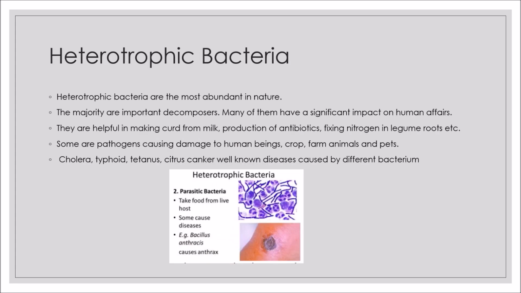Next is heterotrophic bacteria. Heterotrophs are abundant in nature. Most of the bacteria are heterotrophic only. The majority are important decomposers. They will be present in the soil, and they will decompose all the dead and decayed matter. They will digest all the dead and decayed matter, and many of them have a significant impact on some human related affairs also. So what are those? They are helpful in making curd.